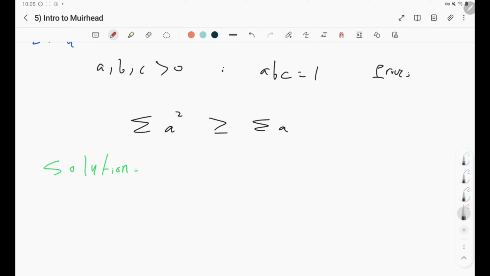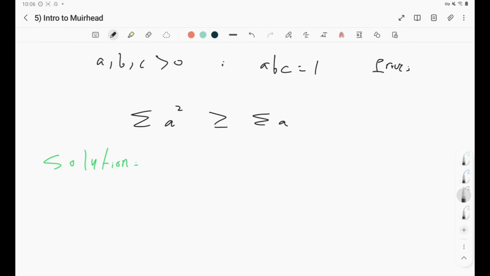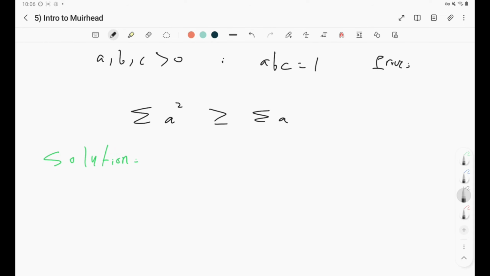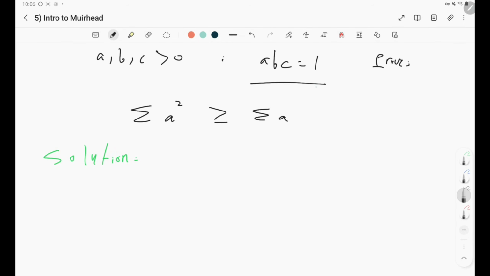Well, you need to keep in mind that of course you can't apply Muirhead. If we could apply Muirhead immediately, then the condition would be useless. So we need to use the condition somehow. Remember, we discussed in our previous videos how we can deal with conditions like that. We introduced a very, very powerful idea that was homogenization, right? So let's do homogenization here to get rid of this condition.